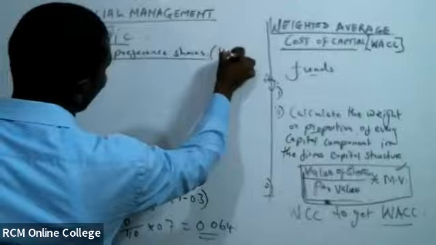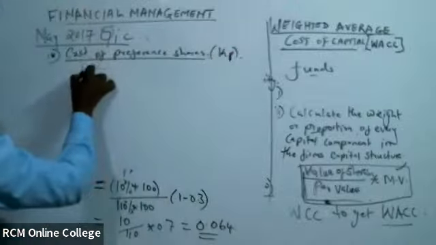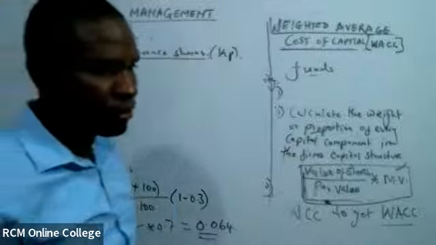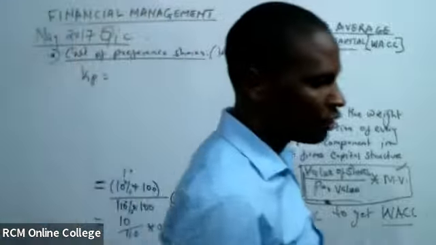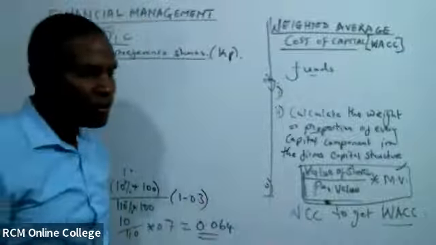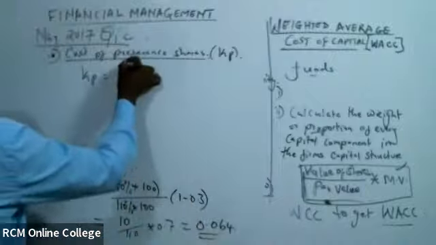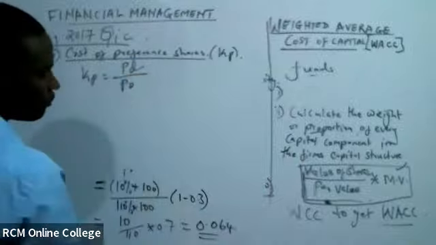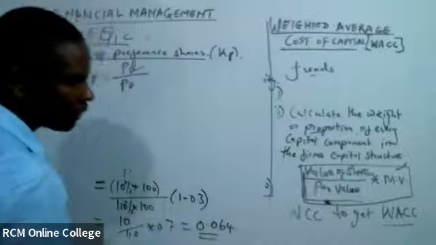So our KP. Now, somebody to remind us the formula of getting the KP. How do we get KP? KP has no problem. Just need to remember the formula. Just have to do PD over PO. This is preference dividend divided over the PO. PO stands for the market price.